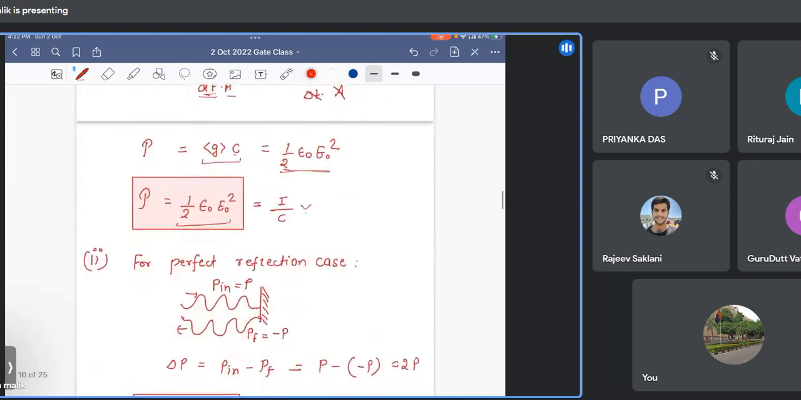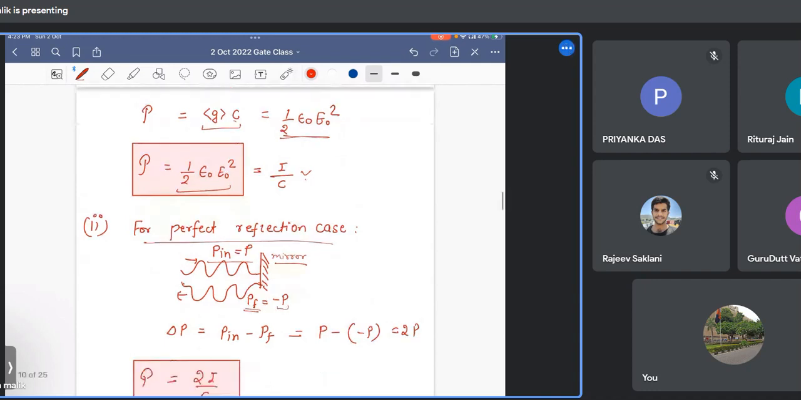Similarly, for the case of perfect reflection, if there is, let's say, a mirror which can reflect the complete light incident on it, the initial momentum of this wave is, let's say, P. After reflection, the momentum is again going to be P, but since the direction gets opposite, there is a negative sign. So the change in momentum, which is P initial minus P final, is 2 times P.